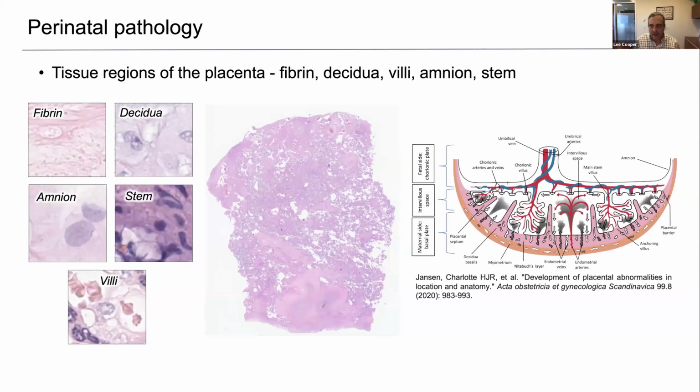There's not a lot of public data on placenta histology. And so if you want to build a model, you kind of have to roll your own. So this is really, I think, a good application for active learning. What I'll show you on the next couple of slides is looking at classifying fundamental tissue regions of the placenta.